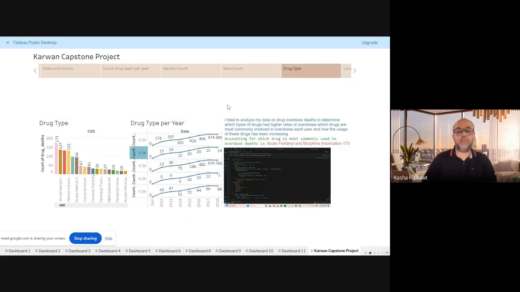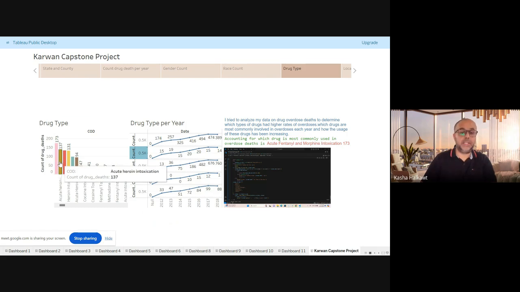Next slide talks about drug type. I try to analyze my data on drug overdose deaths to determine which type of drug had a higher rate of overdose, and which drugs are most commonly involved in overdose each year. The drugs most commonly involved in overdose death are acute fentanyl and methadone. It shows here 173, and the next one 137.